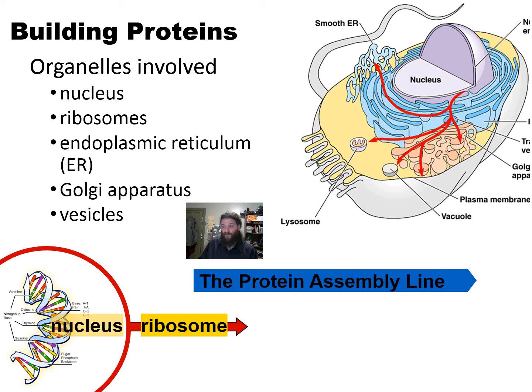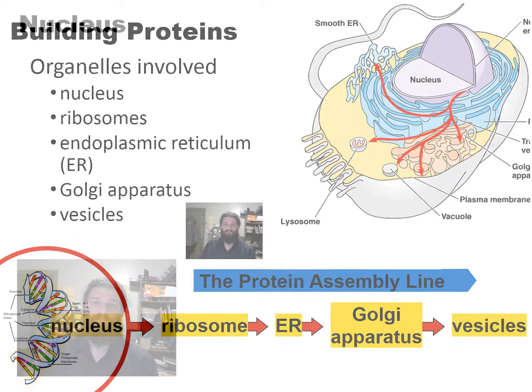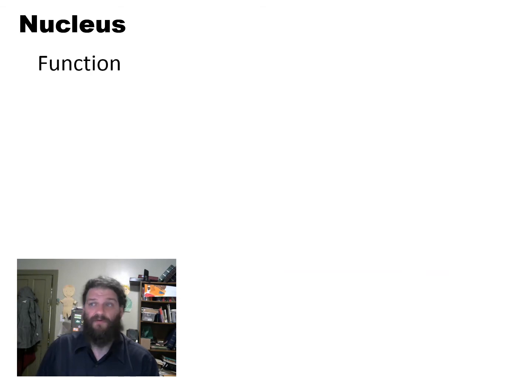So you start off in the nucleus, go to the ribosome, go to the endoplasmic reticulum, go to the Golgi apparatus, into transport vesicles, and then out of the cell if it's going to be secreted. This is what we call the endomembrane system, and we're going to talk about this at length through this video. Let's start with the nucleus.